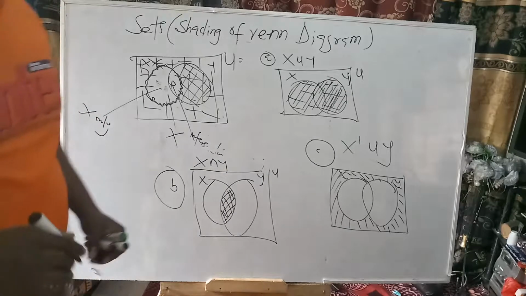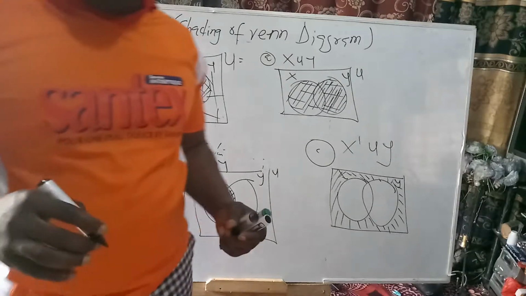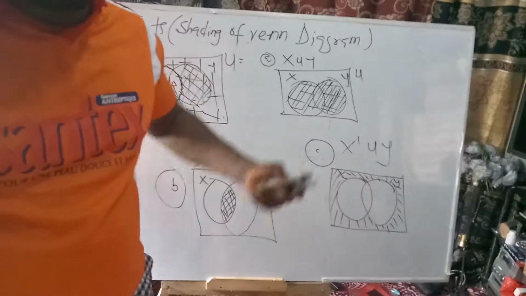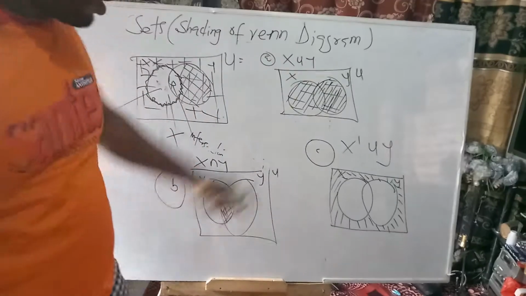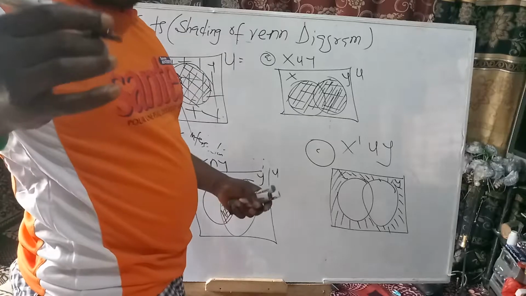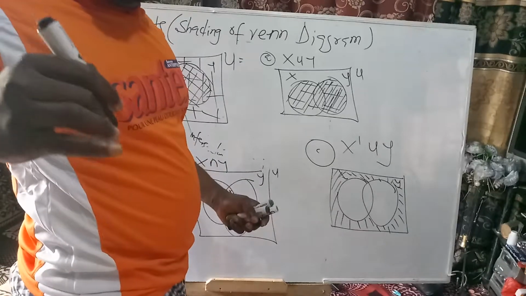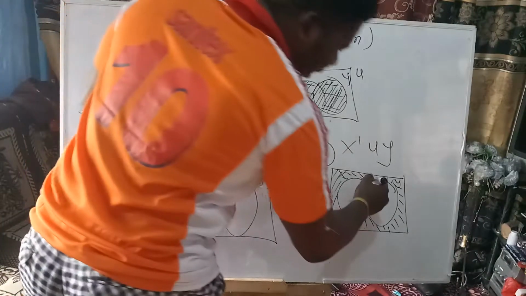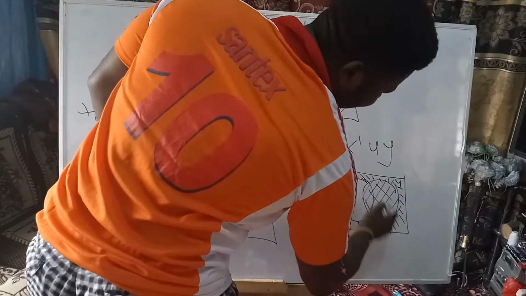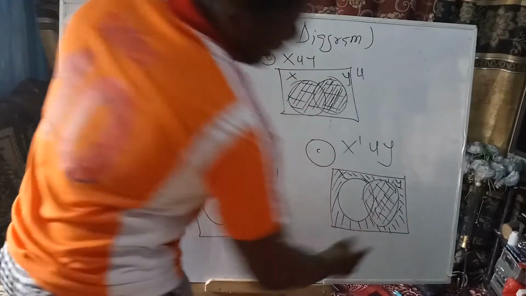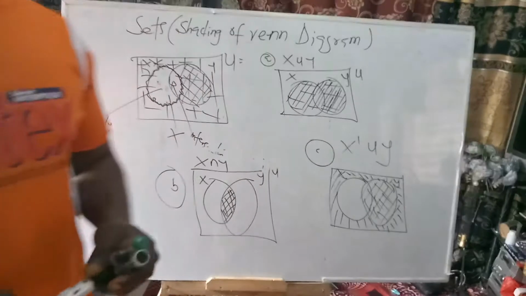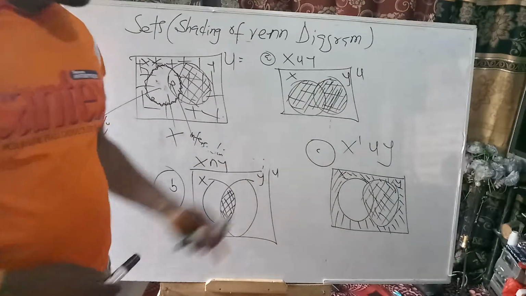Then they are now telling us what? Everything outside x, union means what? They should be brought together, they should be joined together. Union what? Y. So it means everything outside x now plus y. And this is all part of what? Y. This is actually how the understanding should go.